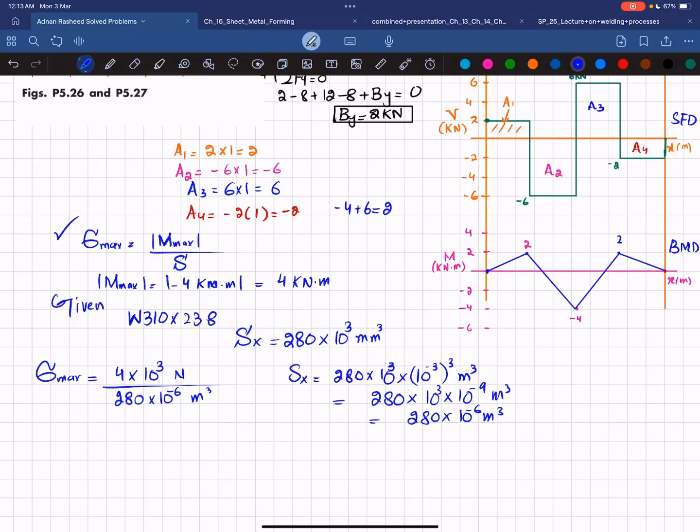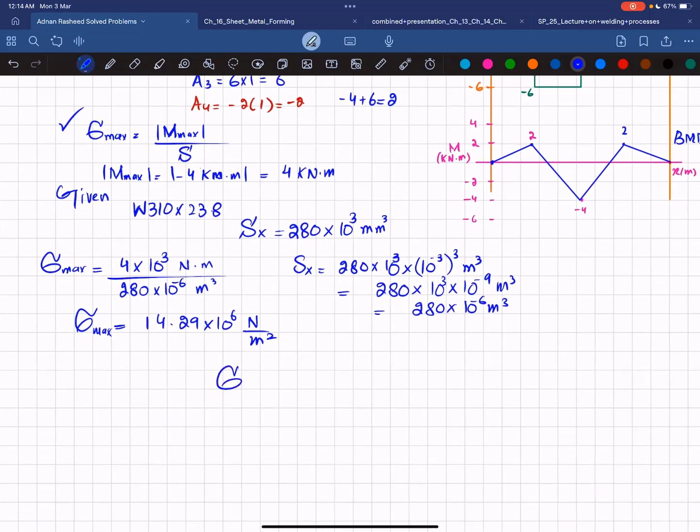And this one is Newton into meter. So it will cancel Newton, 1 meter will cancel with that. So you will get 14.29 into 10 to the power 6 Newton per square meter. That will be the absolute maximum bending stress.